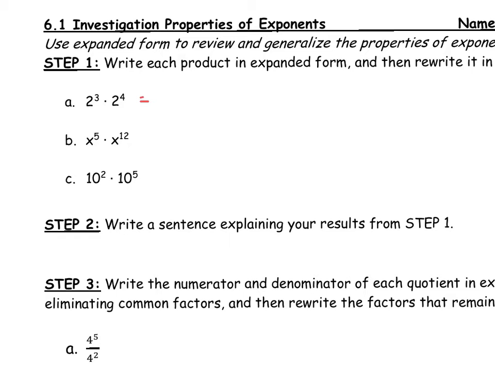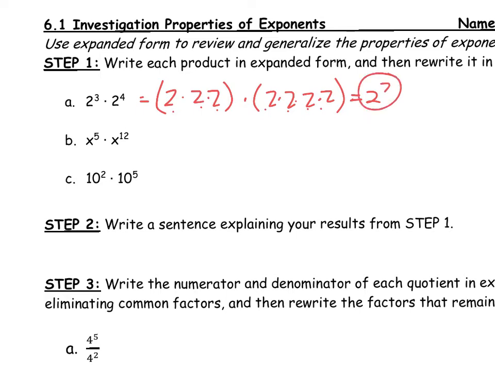Well, 2 to the third is 2 times 2 times 2, 3 of them. And 2 to the fourth, 2, 3, 4, there's 4 2's. So how many 2's are we multiplying all together? Well, you can drop parentheses because it's all multiplication. And if you count them up, 1, 2, 3, 4, 5, 6, 7, that's 2 to the 7th power. Okay?